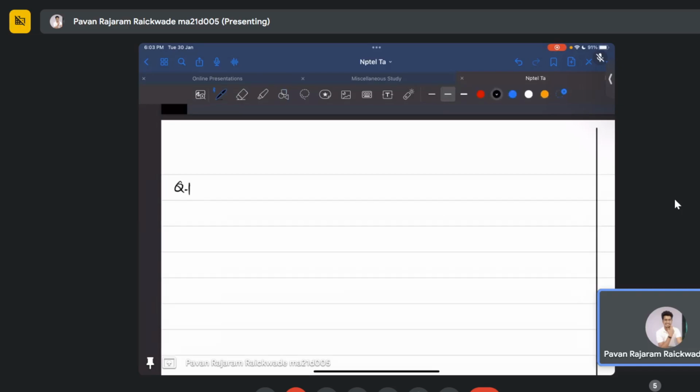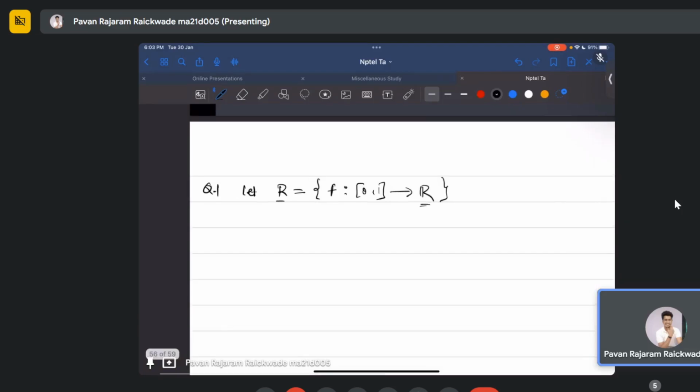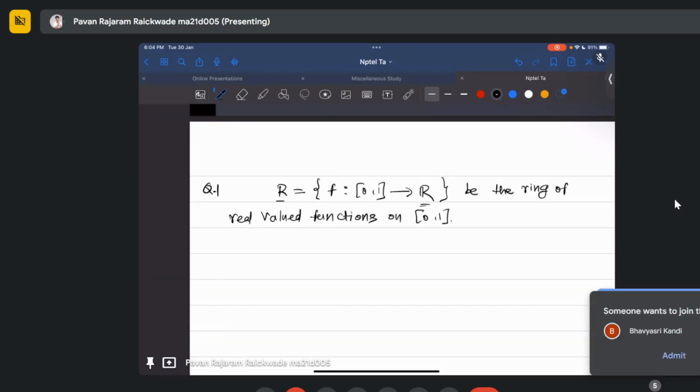So question number one. Let R denote the set of all functions from [0, 1] to the real numbers. Okay, this R is just the notation, the set of all real numbers. So we know this is a ring, right? The ring of real valued functions on [0, 1].